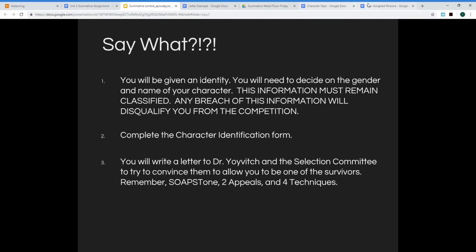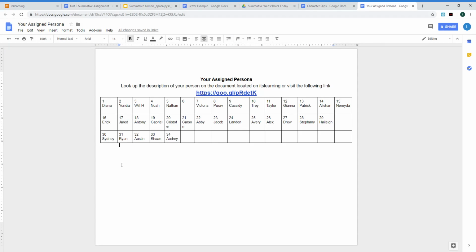Let me go type this up somewhere actually. Here. So 1 appeal. I want you all to write this down on your assignment sheet right now. 1 appeal, which is logos, pathos, or ethos.